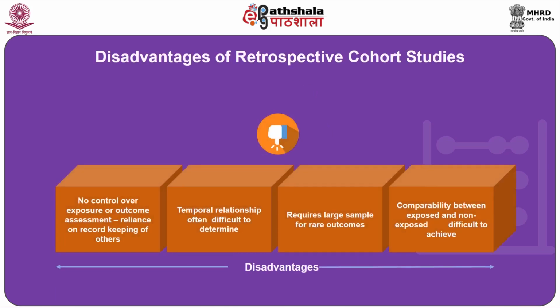The disadvantages of these studies are as follows. In retrospective cohort studies, the investigator has no control over exposure or outcome assessment, as these studies depend on record keeping of others. In retrospective cohort studies, it is often difficult to determine the temporal relationship. For studying rare outcomes through retrospective cohort studies, large samples are required. In retrospective cohort studies, comparability between exposed and non-exposed groups is difficult to achieve.